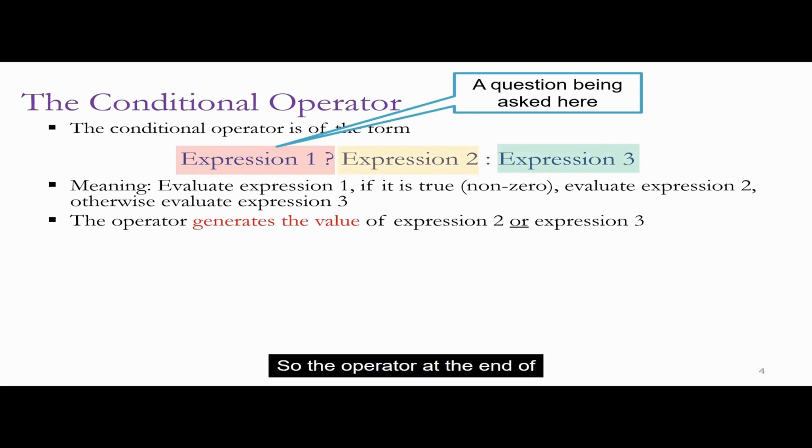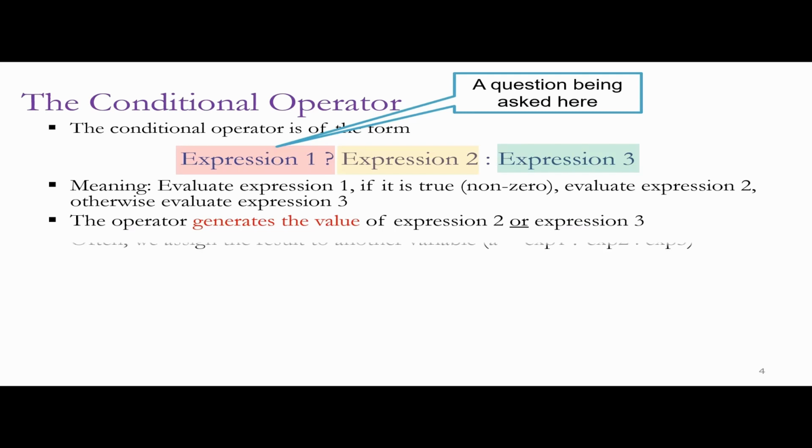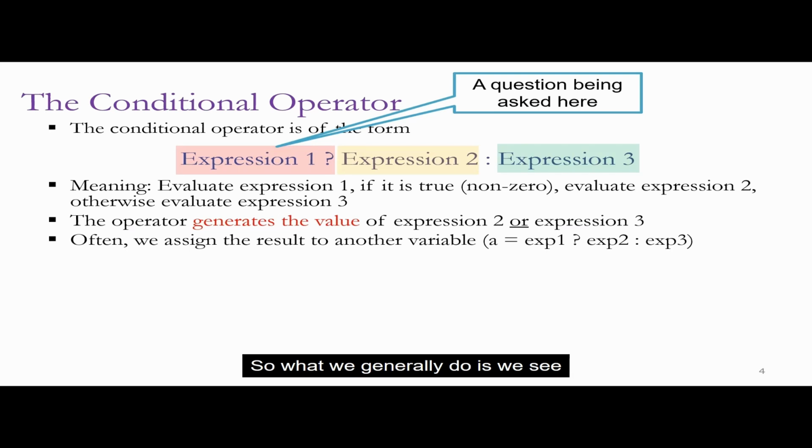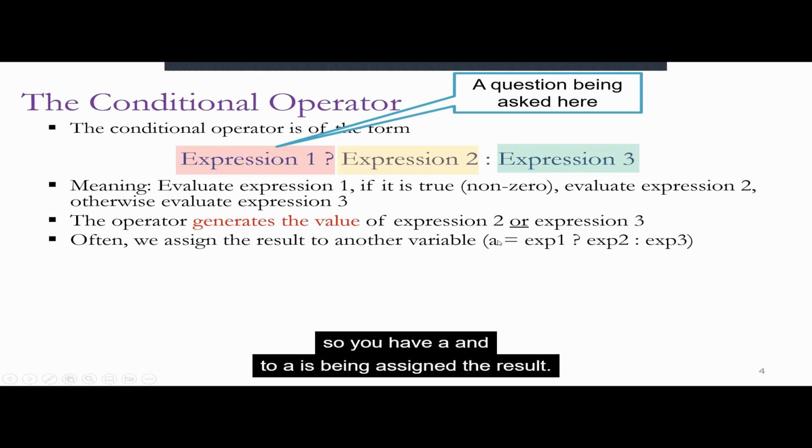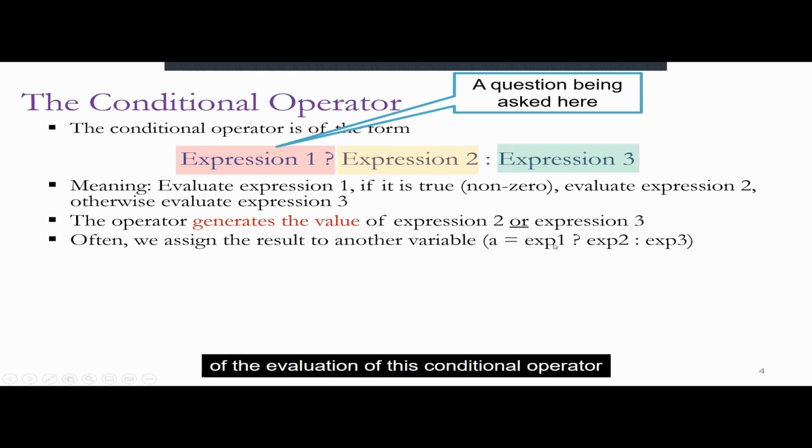So the operator at the end of the evaluation generates either the value of expression 2 or the value of expression 3, and you can put either of these values in a box to which this whole thing can be assigned. So what we generally do is we see the conditional operator in tandem with an assignment like so. So you have A, and to A is being assigned the result of the evaluation of this conditional operator.